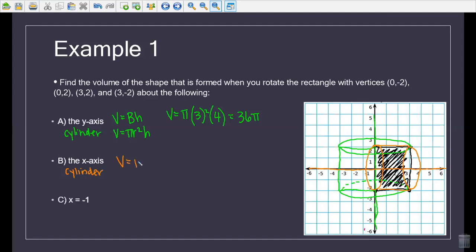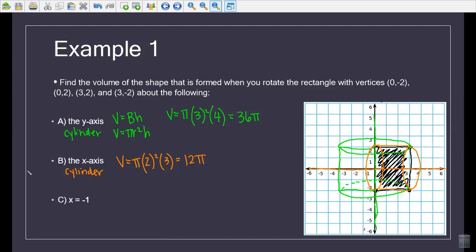Okay, I need pi times the radius. So now the radius here is actually going to be half of this side of the rectangle, right? So this top part here is only 2, right? And then the height of this cylinder is going to be the top part of my rectangle, which is 3. Well, 2 squared is 4 times 3 is 12. So we get 12 pi.